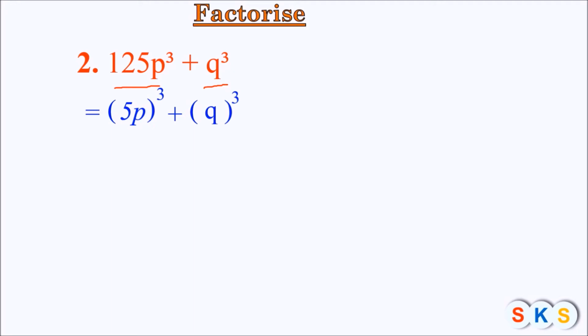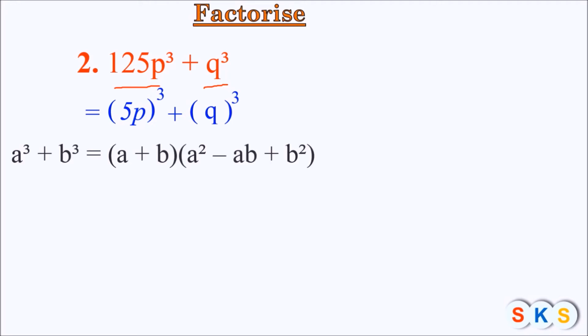And you can see that your question is converted into the form of a cube plus b cube. So we will use the formula of a cube plus b cube, and a cube plus b cube is equal to a plus b into a square minus ab plus b square. Look here, the first term is the cube of 5p. So here we will take a as 5p, and the second term is the cube of q.